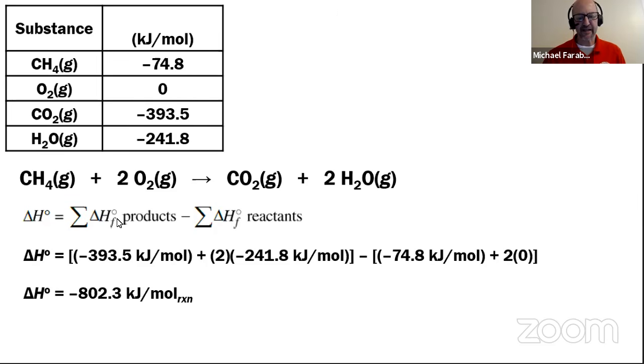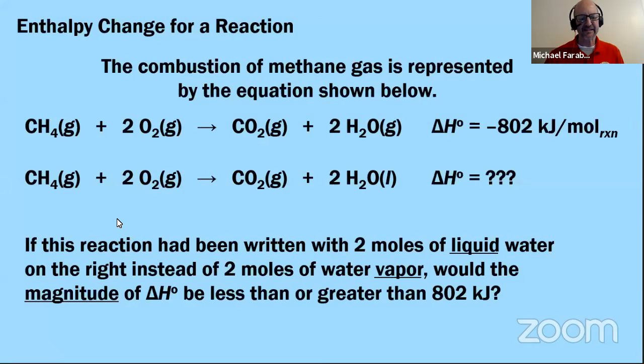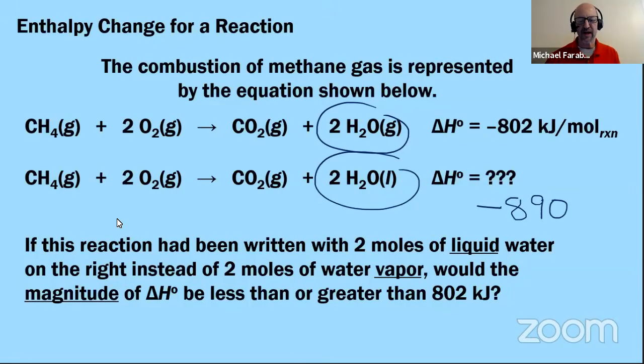Now, earlier in this lesson, I had given you the combustion of methane, and I had said, if this reaction had been written with 2 moles of liquid water instead of 2 moles of water vapor, we had talked about how the delta H would be greater in magnitude. In fact, it was roughly about 890. I was talking about how the difference between liquid water and gaseous water is about 44 kilojoules. So if I have 2 moles of liquid water and 2 moles of gaseous water, that difference between these two is around 88. Let's go ahead and do the calculations.